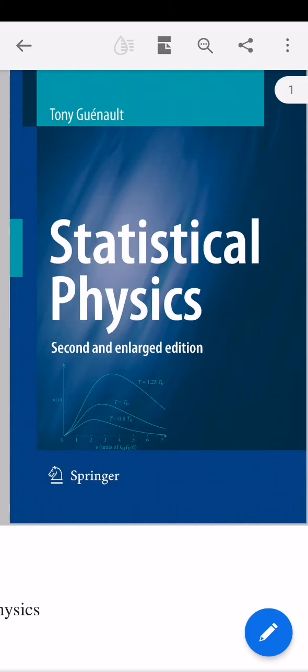I've decided to review this book from Tony Guénault. It's entitled Statistical Physics, second and enlarged edition. Very beautiful. 99% of physics books come with a blue colour, because that's the colour of physics books, and they come with a blue coating, whereas biology books are green or red. Chemistry books are red. So we'll move on to this book.